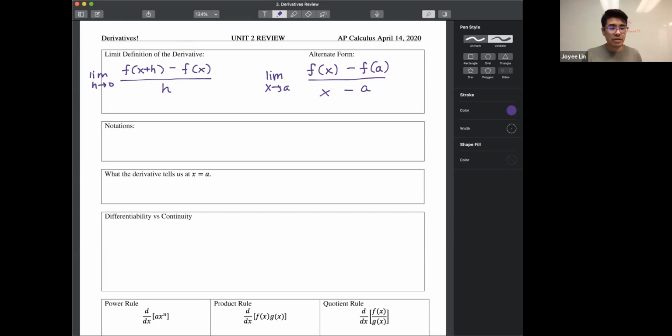What about the different ways of notating derivatives? We have f prime of x. We can do d dx of the function. We can say y prime. We can do it with d.